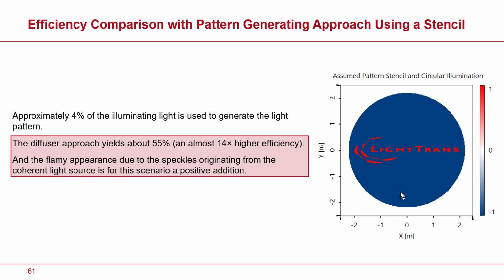And you can imagine we lose much light. Here only 4% goes through that center area. Well, that's just a rough calculation, I know. Nevertheless, it should give you an impression. The diffuser approach yielded about 55%, which is about, well, 10-15 times higher.